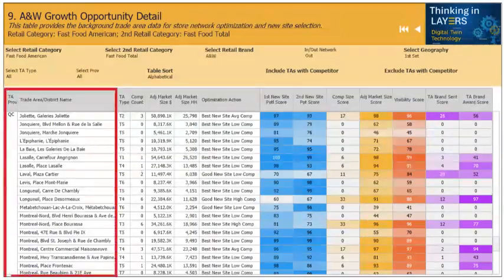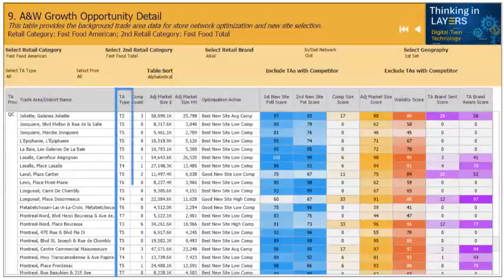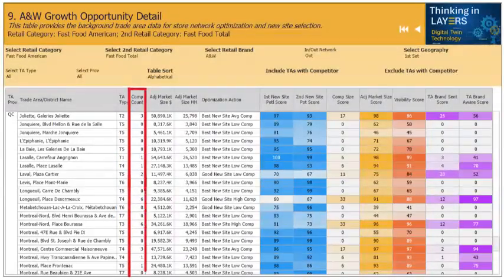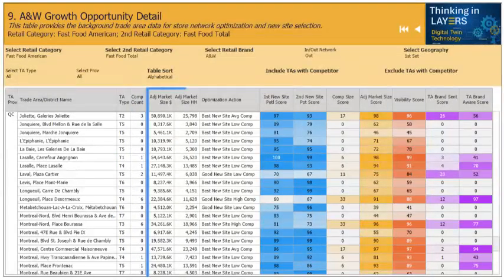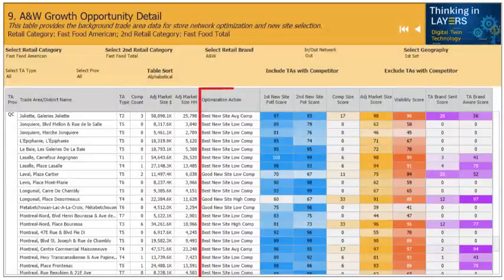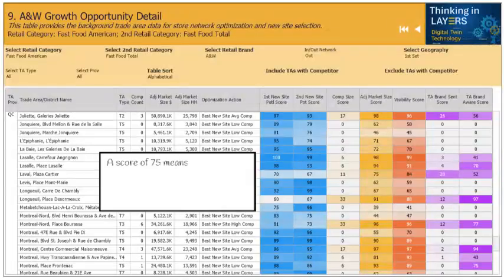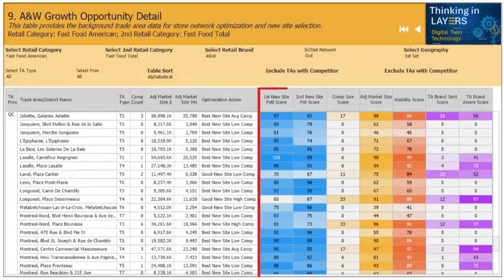The first two columns give the location, the third the trade area type, the fourth the competitive count, the fifth and sixth the adjusted market size in terms of dollars and households, the seventh the recommended action. The last 7 colored columns give 0 to 100 percentile scores. A score of 75 means the variable is higher than 75% of all trade areas in Canada. A score of 50 means it's average.